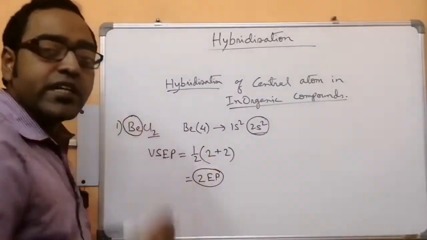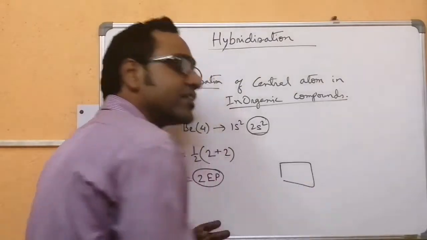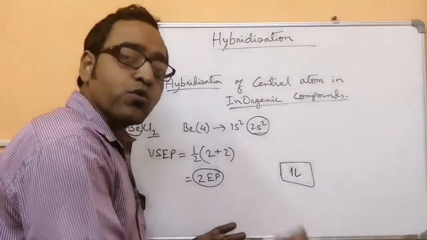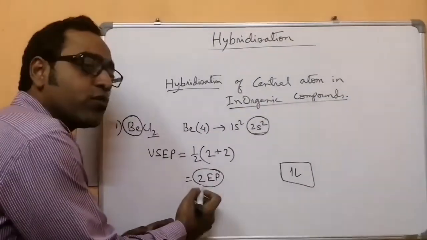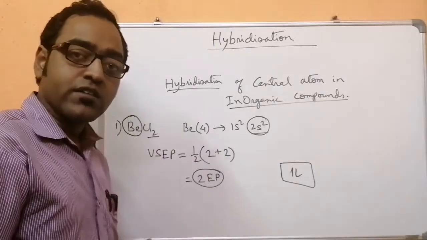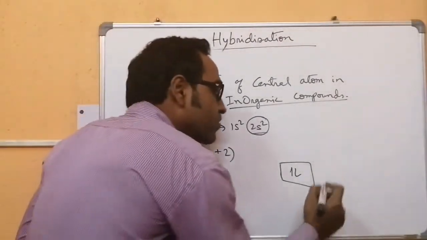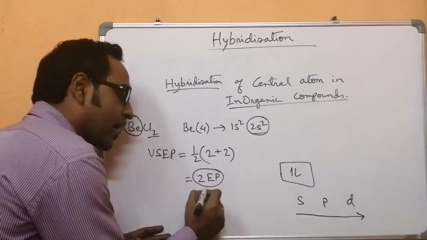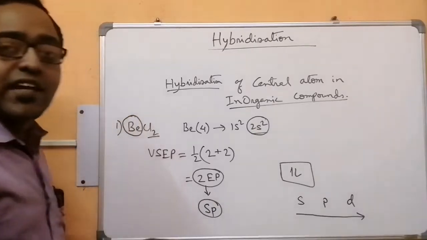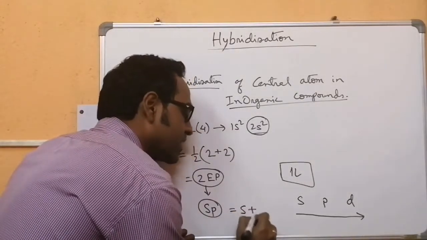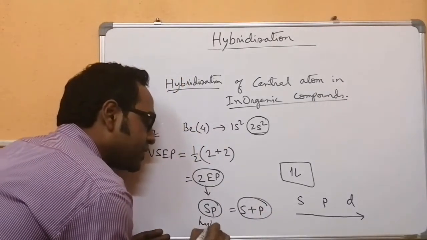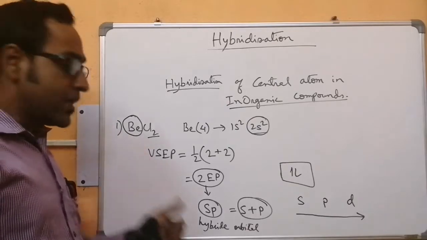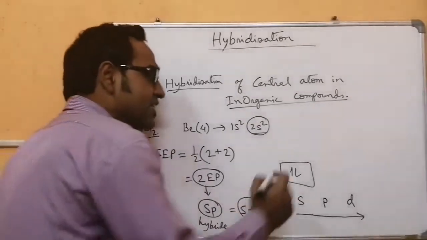Now since there are 2 electron pairs, in an orbital a maximum of 2 electrons can be accommodated, with opposite spin. So to accommodate 2 electron pairs, how many orbitals are required? 2 orbitals are required, and that can be obtained from s, p, d. We'll start from s and move towards d. Now hybridization will be sp. Why is it sp? Because we need one s orbital plus one p orbital, so it is giving sp hybrid orbitals. Hence, the hybridization of the beryllium atom is sp, and the shape of the molecule is linear.